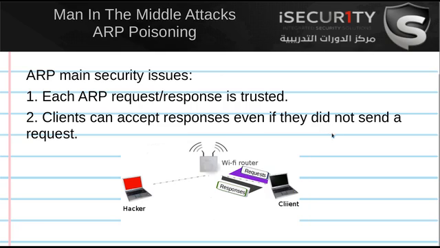The second security issue is that clients can accept responses even if they didn't send a request. So for example, when a device connects to the network, the first thing it's going to ask is, who is the router? And then the router will send a response saying, I am the router. Now we can just send a response without the device asking who is the router. We can just tell the device, I am the router. And because the devices trust anyone, they will trust me and start sending me packets instead of sending the packets to the router.